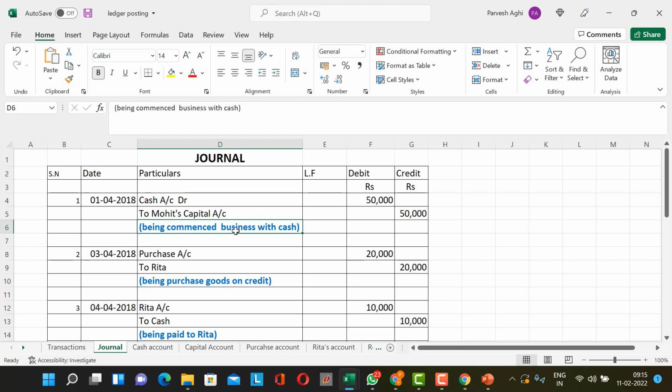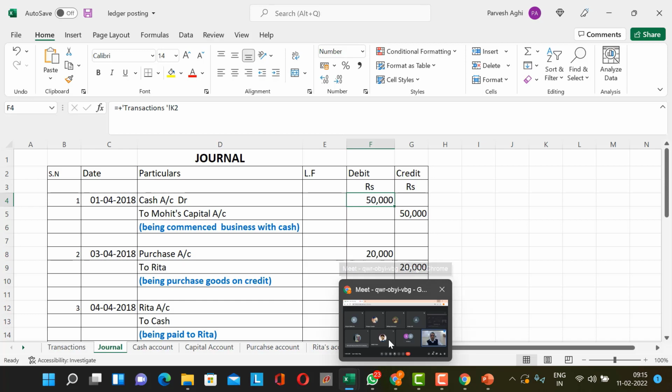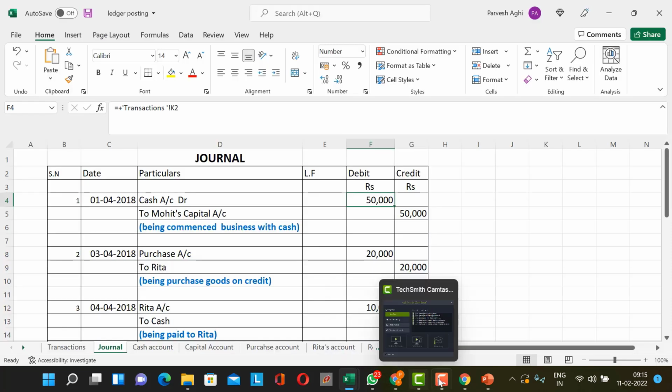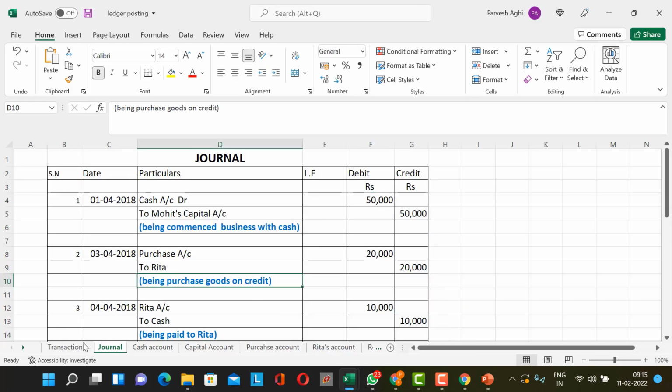Fine. So this will help us whenever somebody is looking at the accounts. He wants to know why this cash was received from Mohit, because he started business with cash. Okay. So the first entry is clear to everyone? Yes, sir, it's clear. Okay. Fine. So coming back to the screen again, let's go to the second transaction.